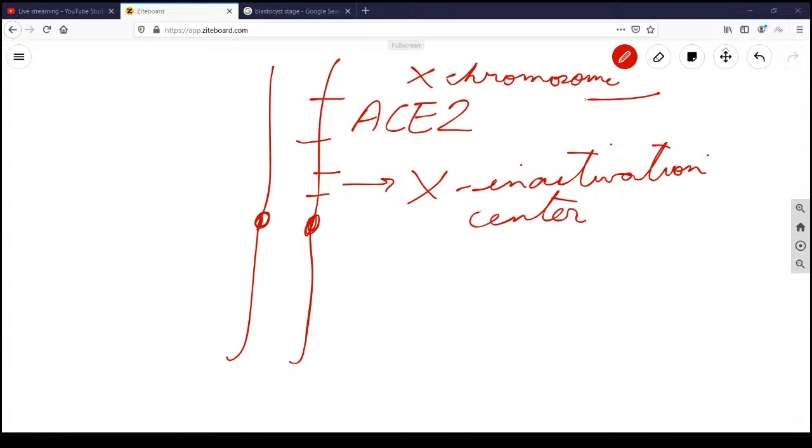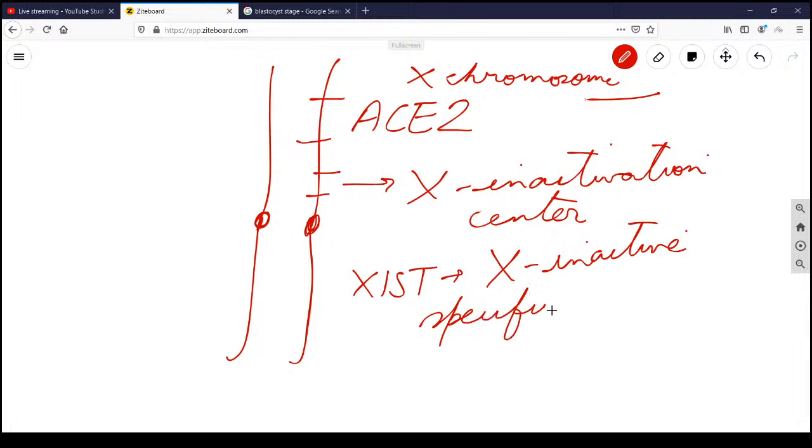Now there is something known as XIST, X inactive specific transcript, very, very important. Now this transcript does what? It produces a large RNA with no protein coding potential. The XIST RNA remains in the nucleus only.